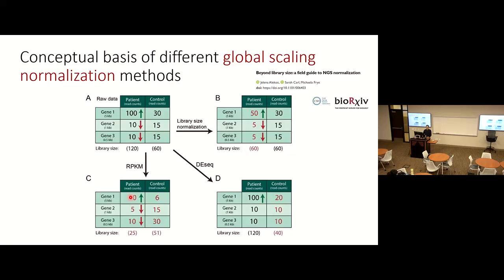In bulk RNA-seq, we also consider how long a gene is. The gene body of gene 1 is 5K, while gene 2 is only 1K. So by itself, you should expect twice the number of reads mapped to gene 1 because the gene is longer, so you have more exons in there. This is called RPKM. So you control for the library size and also consider the gene body length.